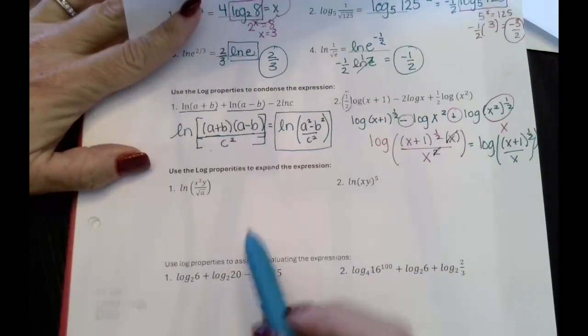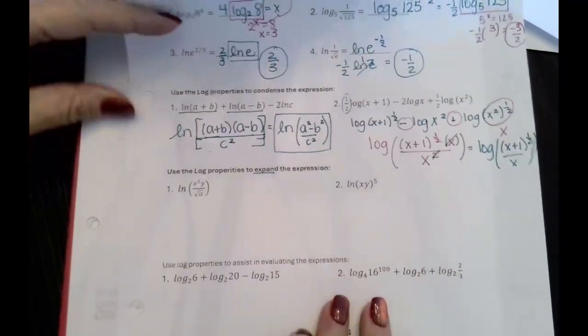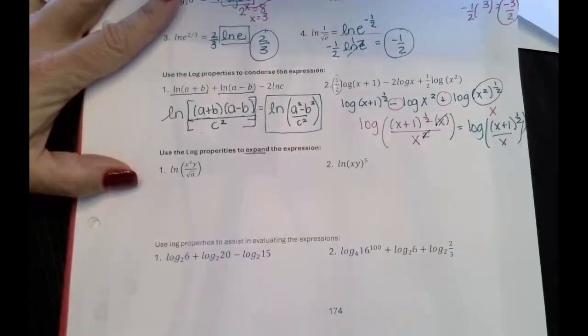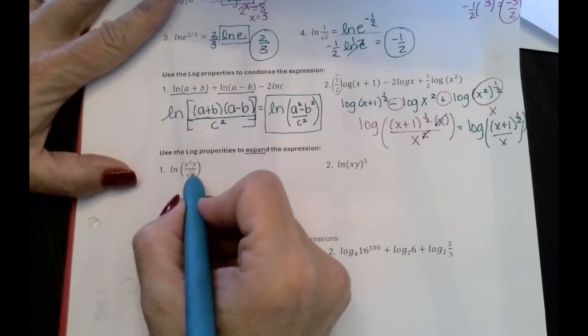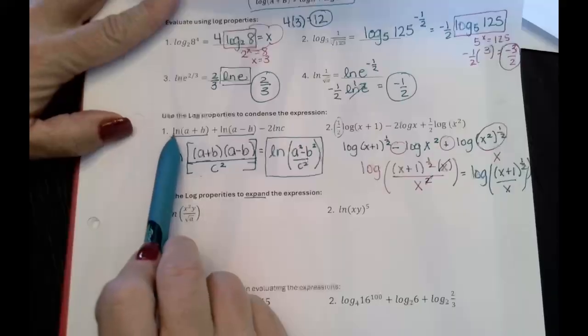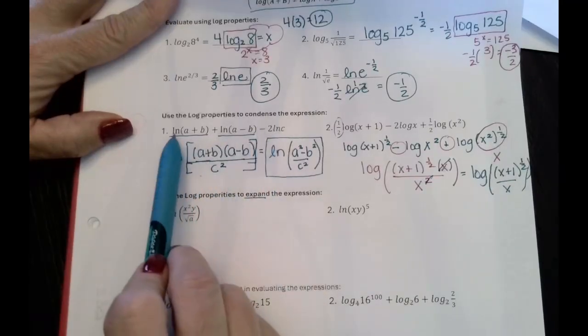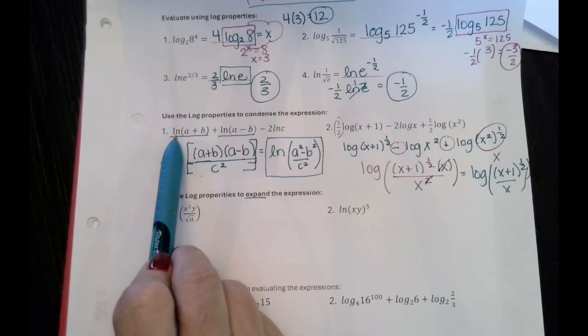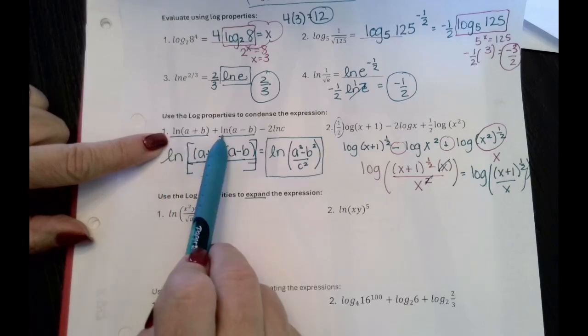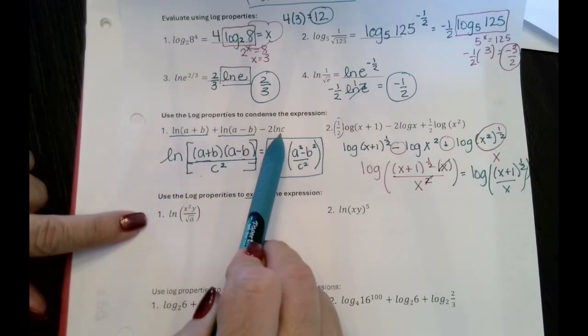Okay? All right, now what we're going to do is expand the expressions. We're going to make them longer. If I look at this, each one of these is going to have an ln. If we look back here, we have ln, ln, ln. So when we go the opposite direction, we're breaking this out, so we have to put our natural log in front of everything.